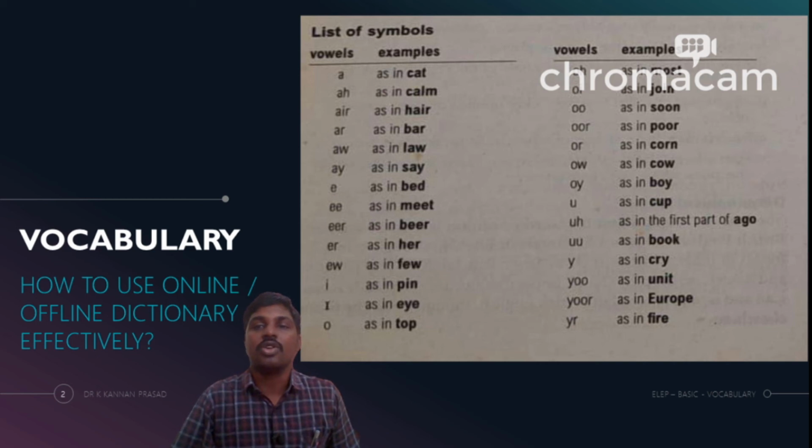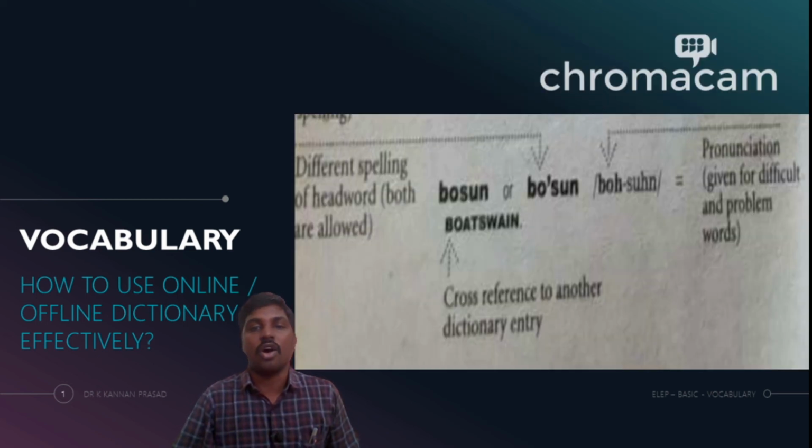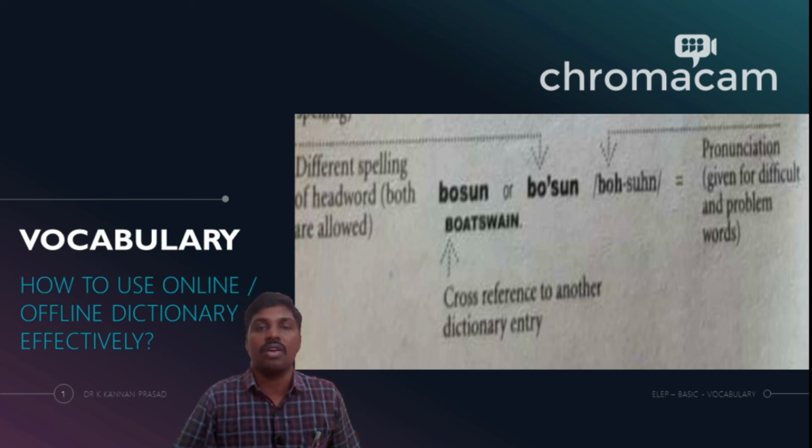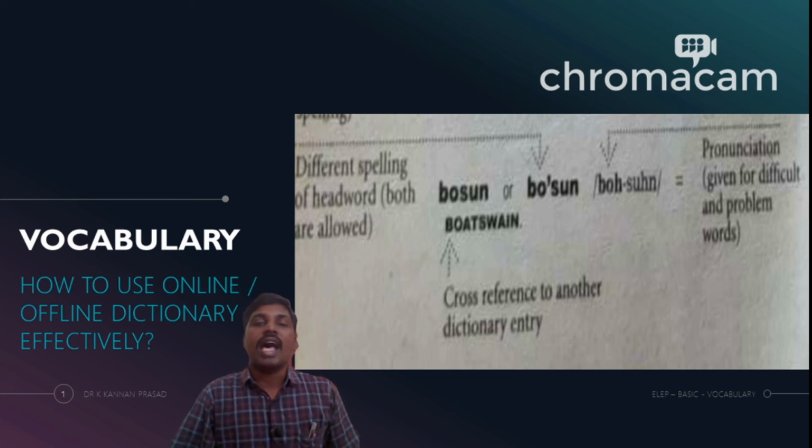So you go back, now you are sure of how to pronounce the word. It is bason. Ago, bason. That's how you pronounce the word. And this is how you could help yourself in trying to pronounce the word using the pronunciation dictionary.